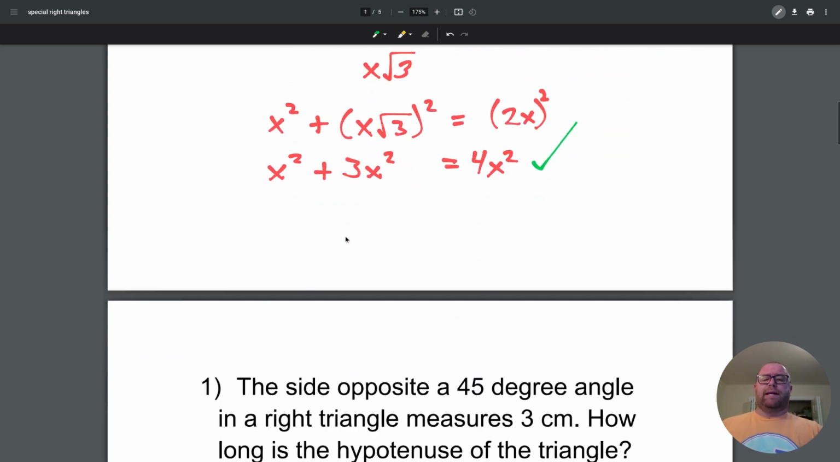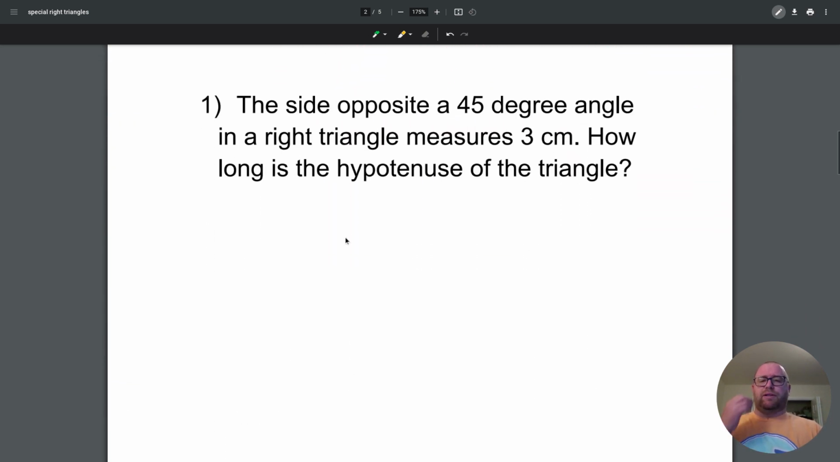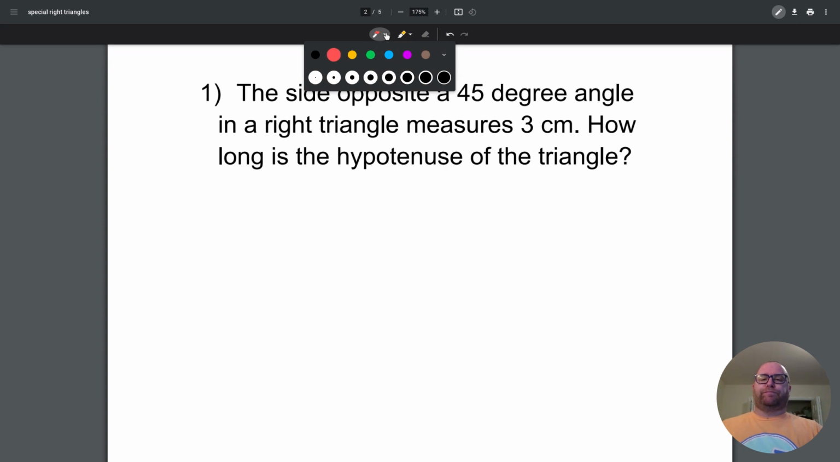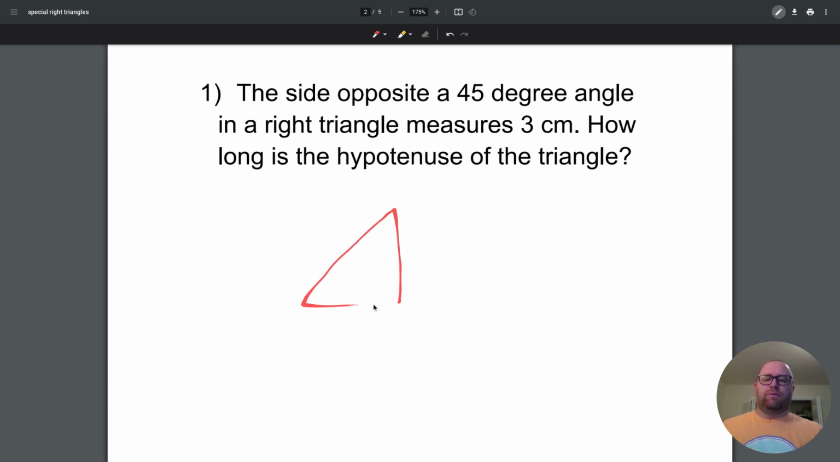Okay, so now let's go to some problems with these ratios here. Let's look at this first one. We have the side opposite a 45-degree angle in a right triangle measures 3 centimeters. How long is the hypotenuse of the triangle? So let's first draw this out. We have our 45-45-90, and the side opposite the 45-degree angle is 3 centimeters. So both these sides are 3 centimeters.